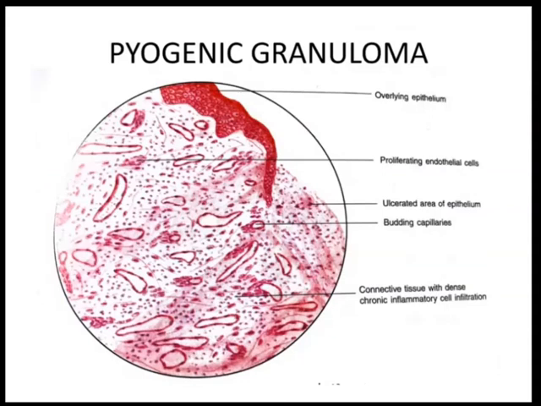Pyogenic granuloma, here you can see an overlying epithelium, and the lesional tissue shows proliferating endothelial cells with budding capillaries. To the right side corner you can see an ulcerated area of epithelium, that is a discontinuity of the epithelium, and you can also appreciate a dense chronic inflammatory cell infiltration in the connective tissue.